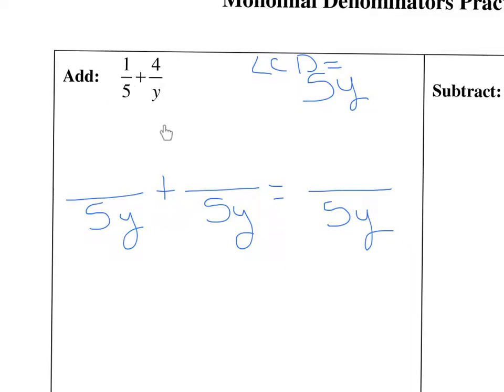So to get from 5 to 5y, we need to multiply times an extra y. So this denominator is going to get multiplied times y, and that will give us just a y. To get from y to 5y, we have to multiply times 5. So this numerator needs to be multiplied times 5, and that will give us a 20. And now we can just add these numerators. So we will have y plus 20.